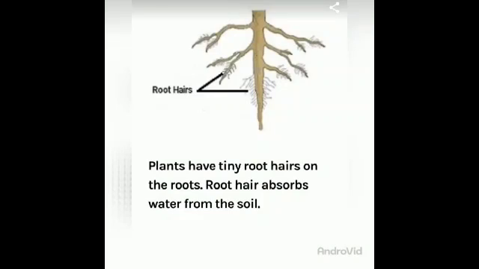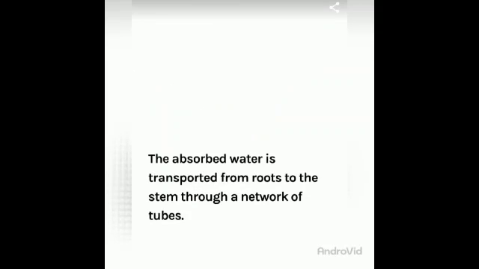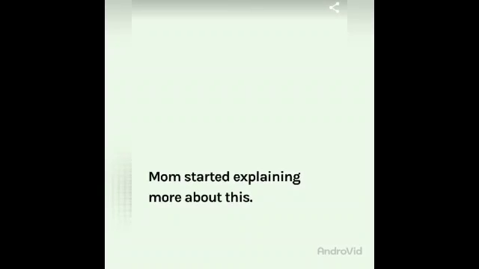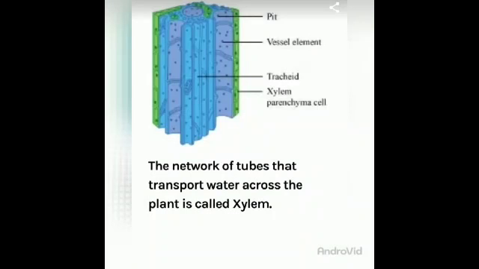Plants have tiny roots here. On the roots, root hair absorbs water from the soil. The absorbed water is transported from the root to the stem through a network of tubes. Swati got curious hearing this. She wanted to know more. Mom started explaining more about this.